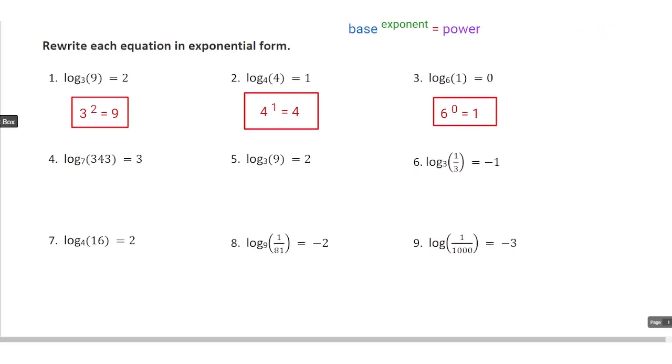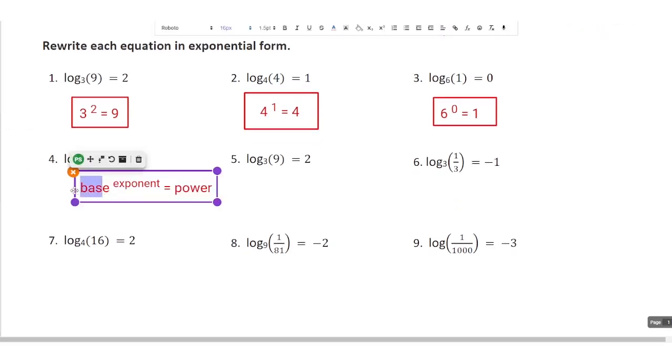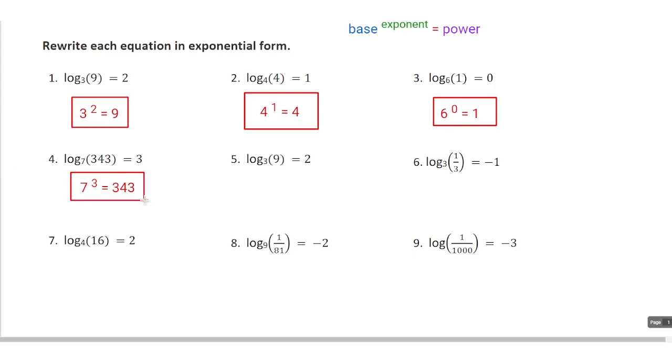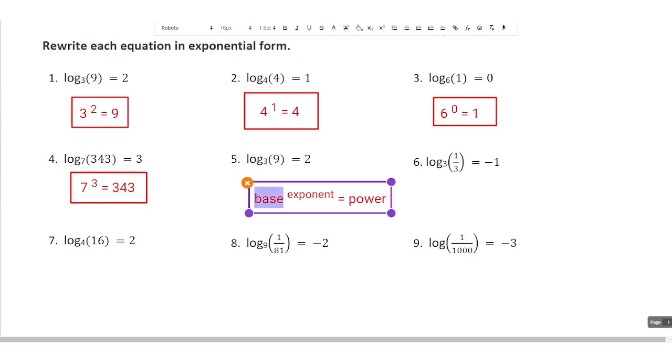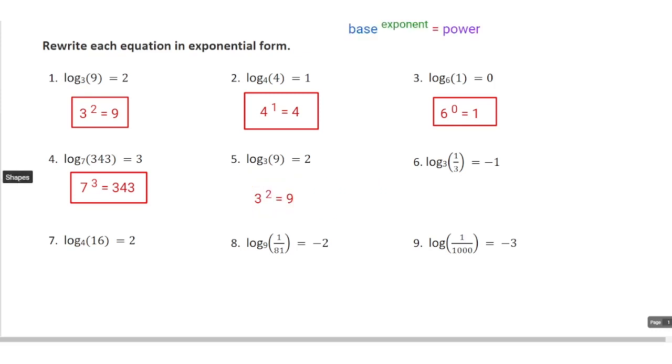For number 4, we've got 7 as our base. The exponent is what the logarithm equals, so that's going to be 3. And the power is 343, and this is true. 7 cubed is 343. For number 5, our base is 3, our exponent is 2, and so our power is 9. 9 is a power of 3. Specifically, it's 3 squared.